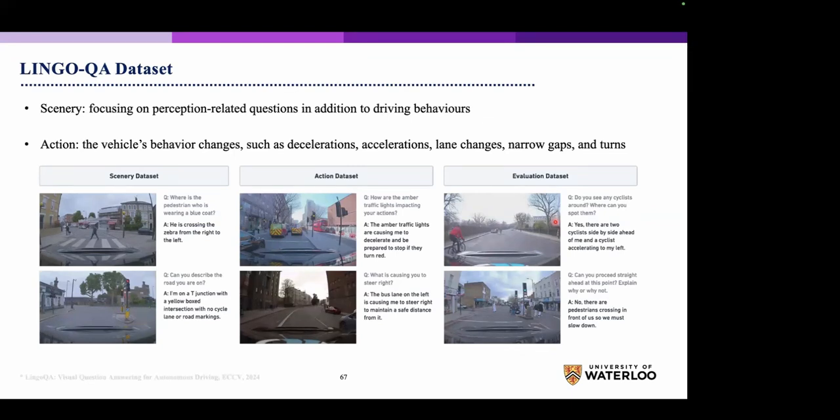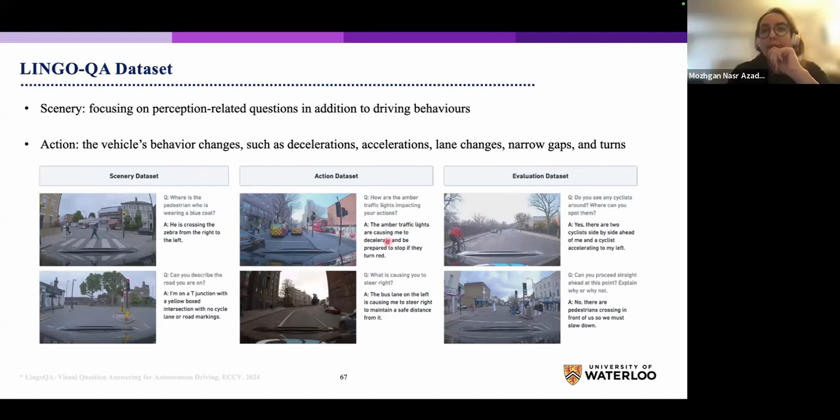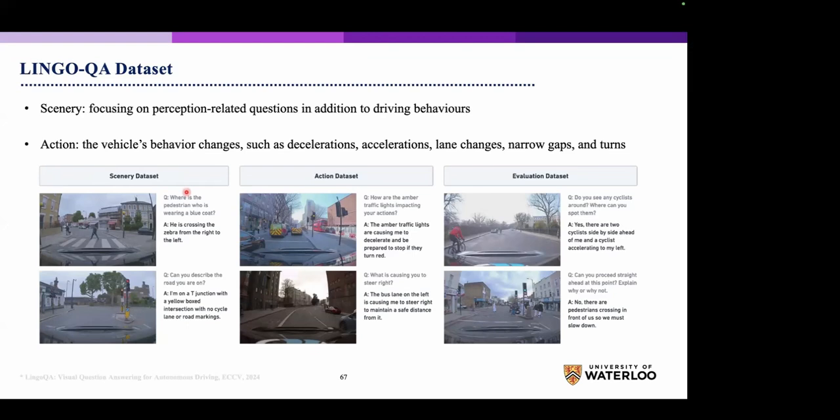Would the scenery and action be the same model, or would people typically split it up? Yeah, we use the same model to train. It's just different parts of the data sets. We use the same VLM to train on both of these or just one of them. It's the same VLM. We will see their VLM in a second. Cool, thank you.